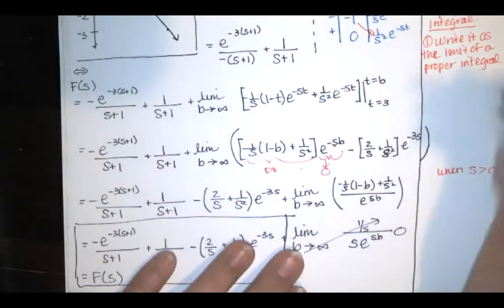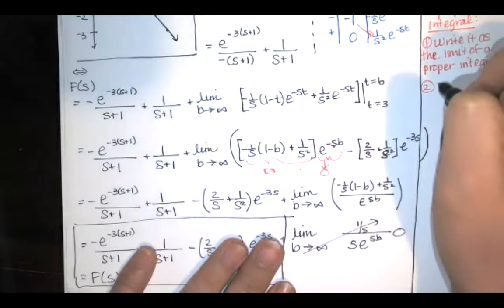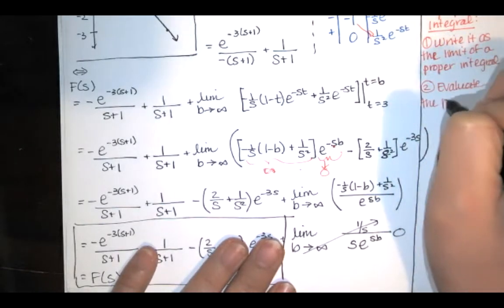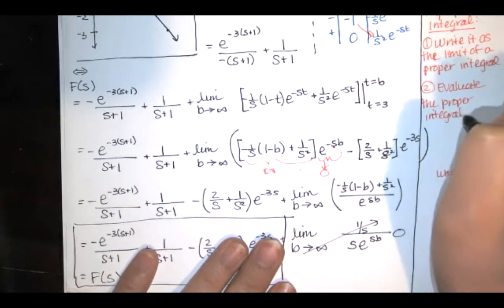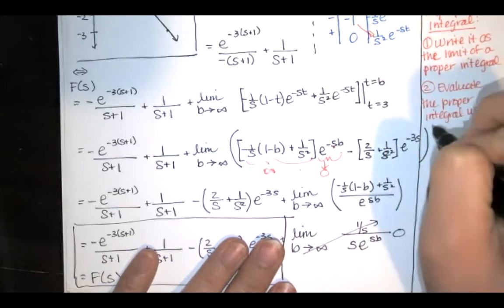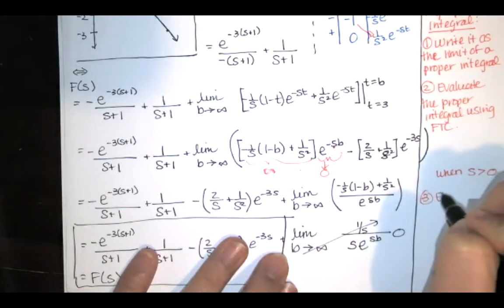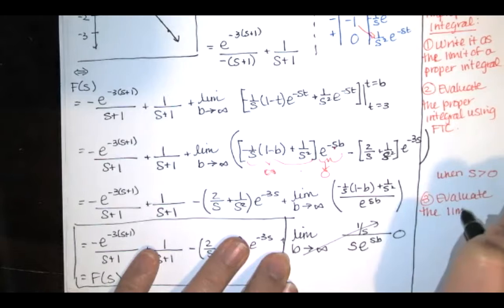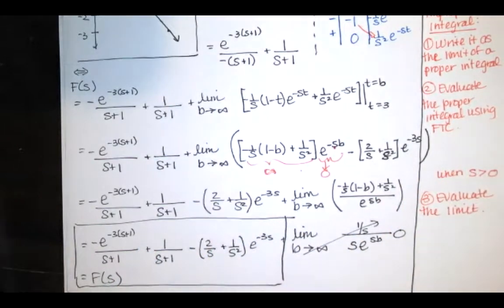Okay, so what did we do? We wrote the improper integral as the limit of a proper integral. Then we evaluated the proper integral using the fundamental theorem of calculus. And then finally, we evaluated the limit, and that required us to use L'Hopital's rule. And that is how we solved problem 1.